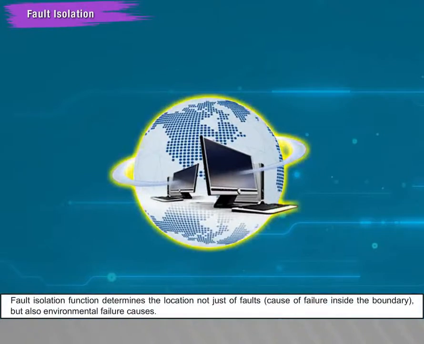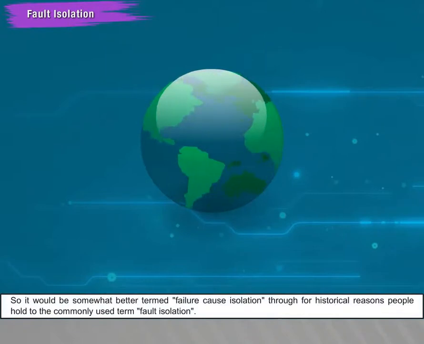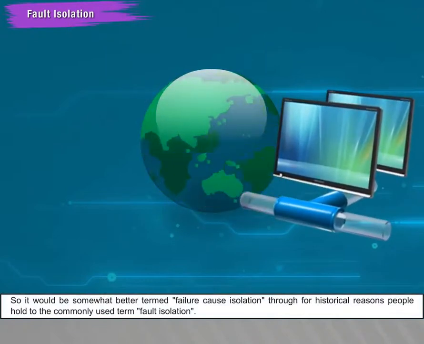The fault isolation function determines the location not just of faults, causes of failure inside the boundary, but also environmental failure causes. So, it would be somewhat better termed failure cause isolation, though for historical reasons, people hold to the commonly used term fault isolation.